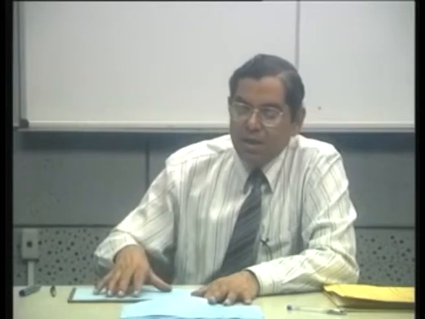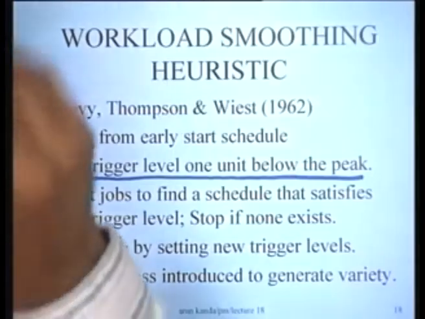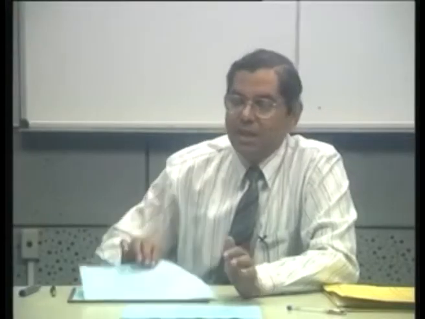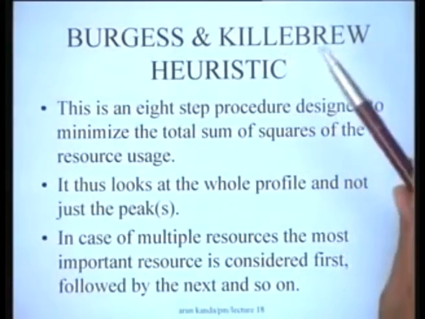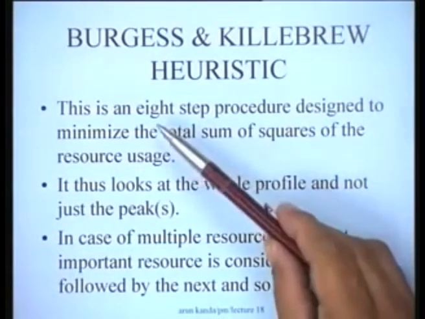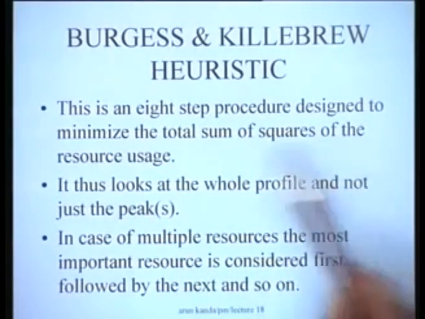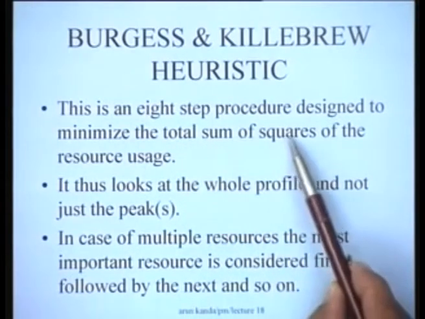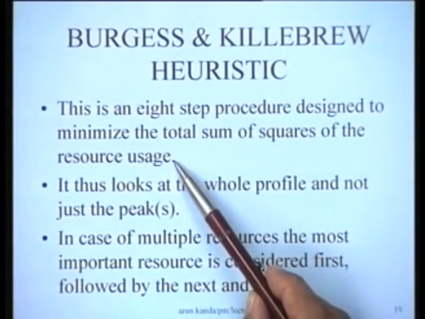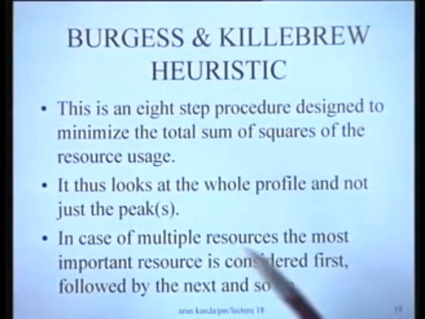So this is a heuristic in which the objective function is to minimize the resource peak. The second heuristic that I'll briefly discuss with you is the Burgess and Killebrew heuristic, which is actually an 8-step procedure designed to minimize the total sum of squares of the resource usage. So the objective function is to minimize the total sum of squares of the resource usage. And I already gave you an intuitive understanding of this particular objective.